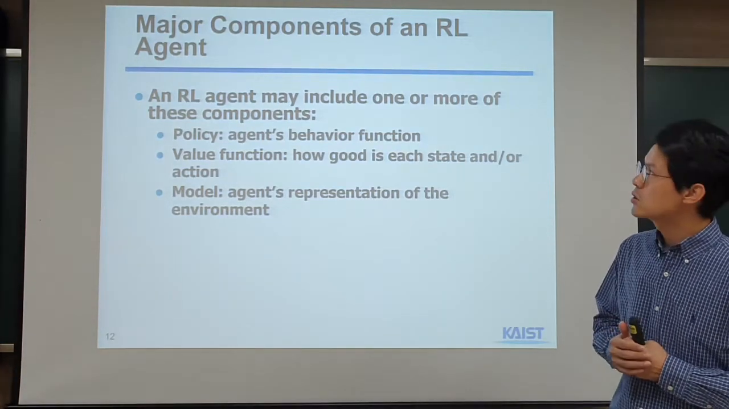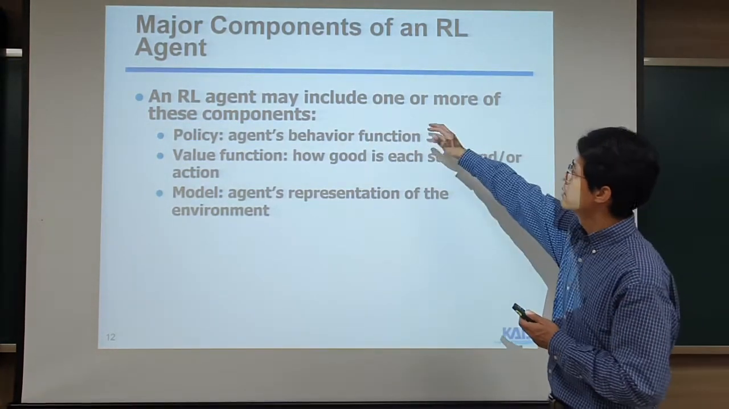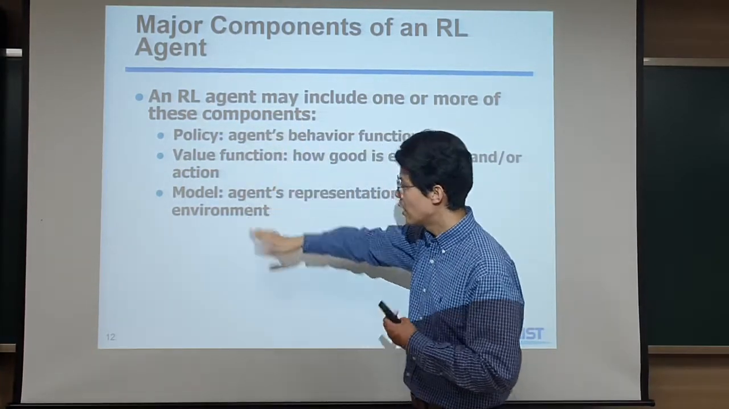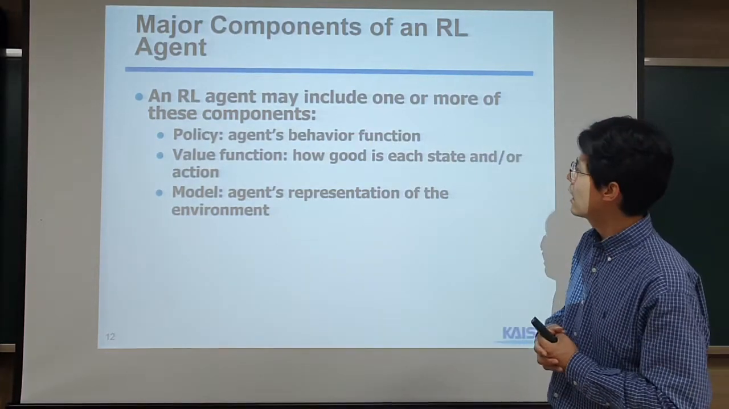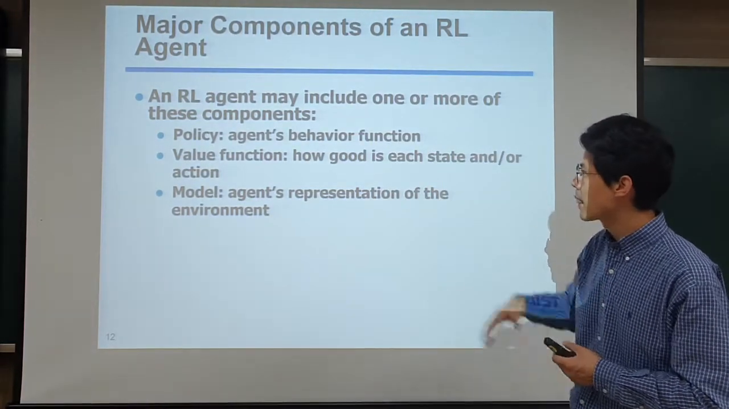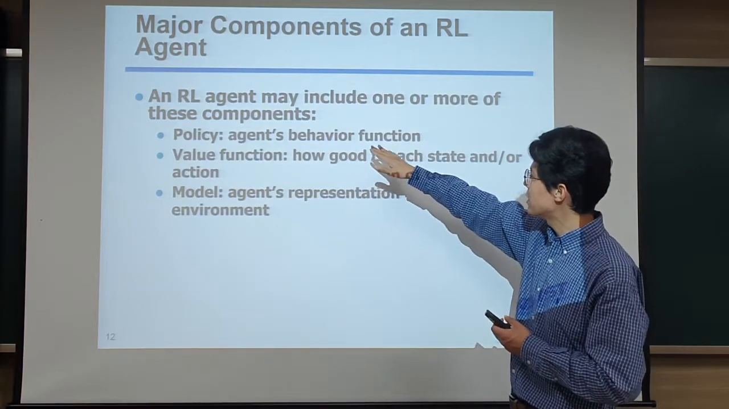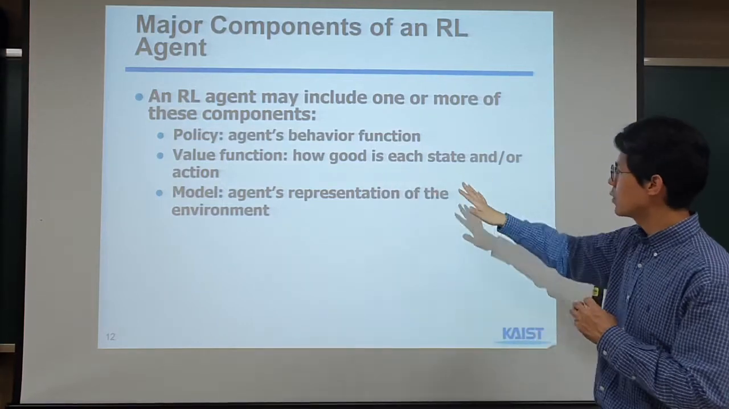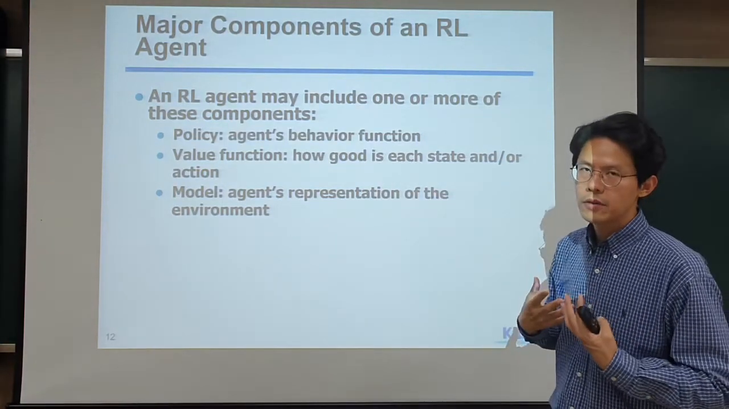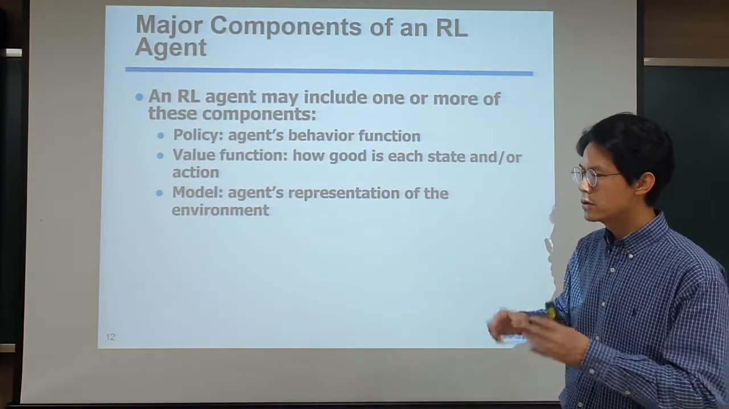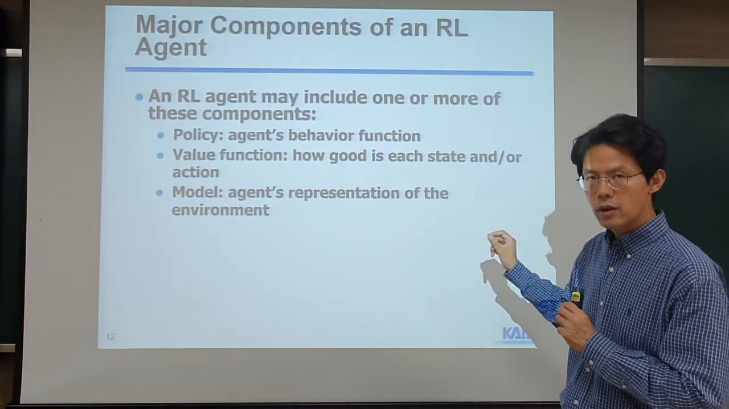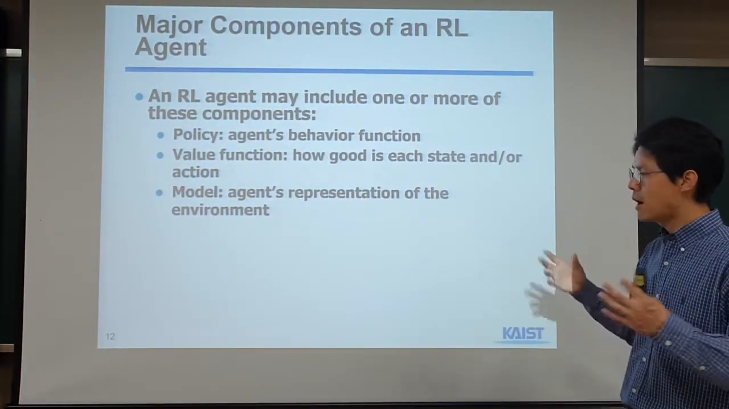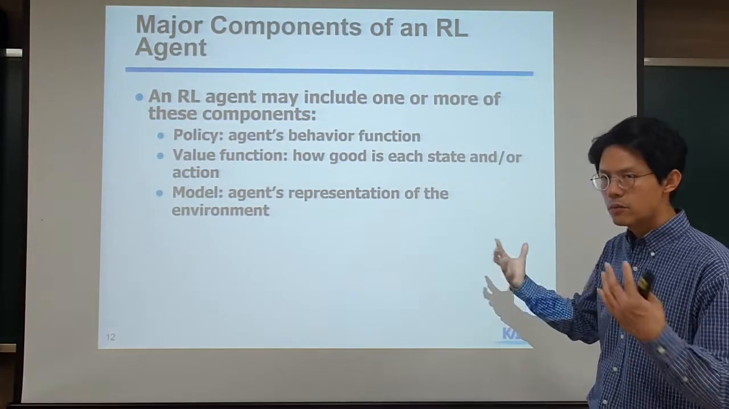There are also many other major components of RL techniques: the policy for the RL agent, the value function, and the model. When you read recent papers about RL, these are very common terms. Policy is nothing but the agent's behavior function about the action, right? Value function is how good each state or action is. Obviously, we need a certain measure of how good an action or state is, so that's the value function. And model is the agent's representation of the environment, right?